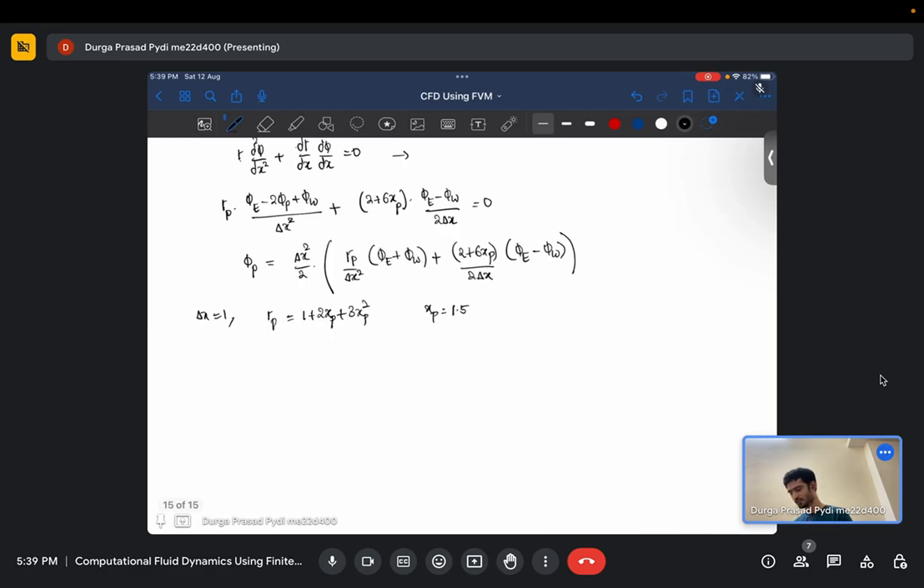So if we just substitute these values, we get a gamma P of, and we just substitute it, so we get 0.5 times into 500 plus, phi east minus phi west is 300.